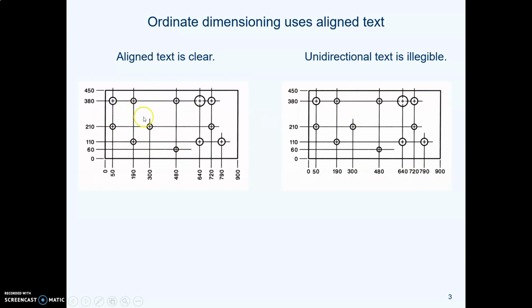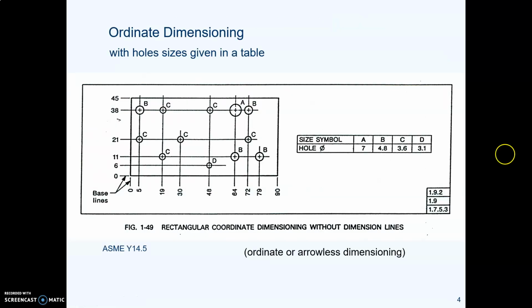When you do ordinate dimensioning, you have the numbers vertically aligned with the extension lines. And AutoCAD will do this for you automatically, so don't worry about that. Just don't be alarmed when AutoCAD does that. That's what ASME says to do, because these numbers are easier to read. You can combine ordinate dimensioning with tables. So here's ASME showing us ordinate dimensioning, and notice they're pointing out the baselines, and then using a table just to give the hole diameters, just to keep your drawing a little bit more clean. So that's an option.